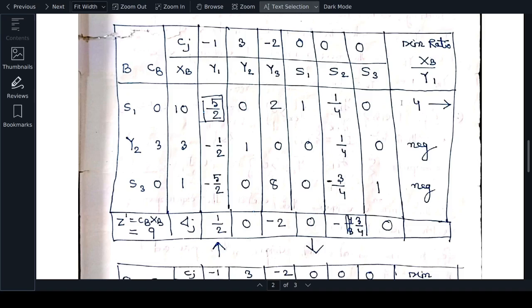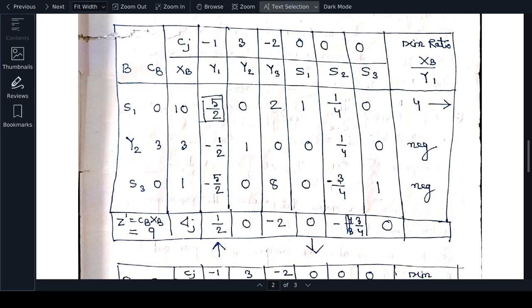And next one, second ratio will be 3 by minus 1 by 2. So ultimately the answer will come in the minimum ratio as a negative value, so we will not write. And third ratio also 1 by minus 5 by 2, so also negative. So we will not consider the second and third row minimum ratio. So here only 4 is minimum. So first row, S1 row, is our minimum ratio row.